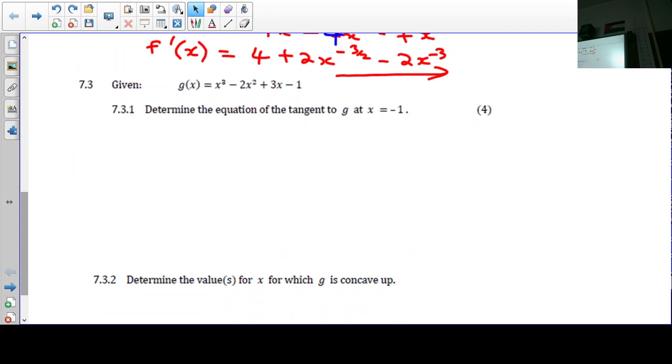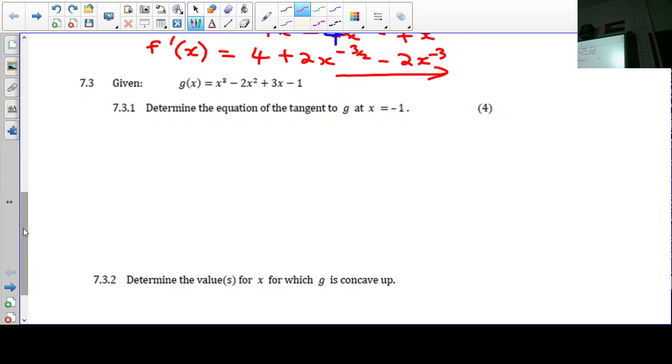Let's look at 7.3. In question 7.3, we are given that g of x equals x cubed minus 2x squared plus 3x minus 1. So this is a cubic function. The question says determine the equation of the tangent to g at x equal to negative 1. Learners made the error here. When we do this, I'll indicate where they made the mistake.